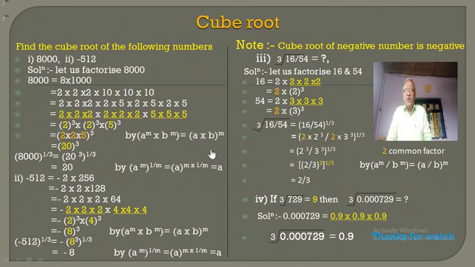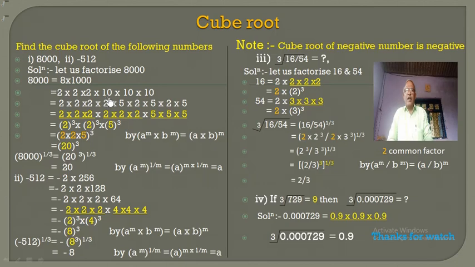Next point is cube root. Find the cube root of the following numbers. First sub question is 8,000. Solution, we know that 8 and 1,000 are factors of 8,000. Again, factorize 8 as 2 into 2 into 2 and 1,000 as 10 into 10 into 10.